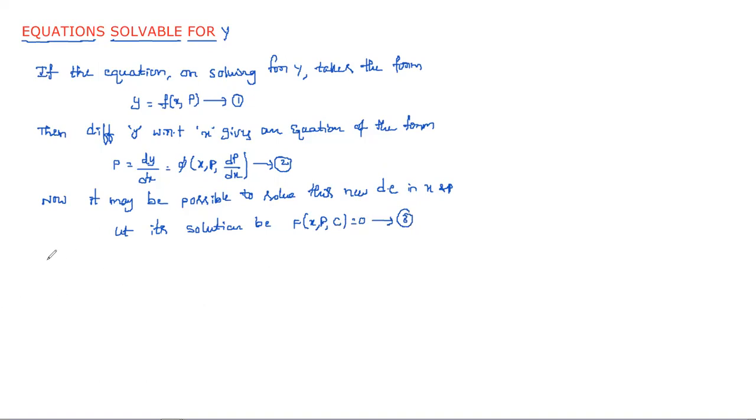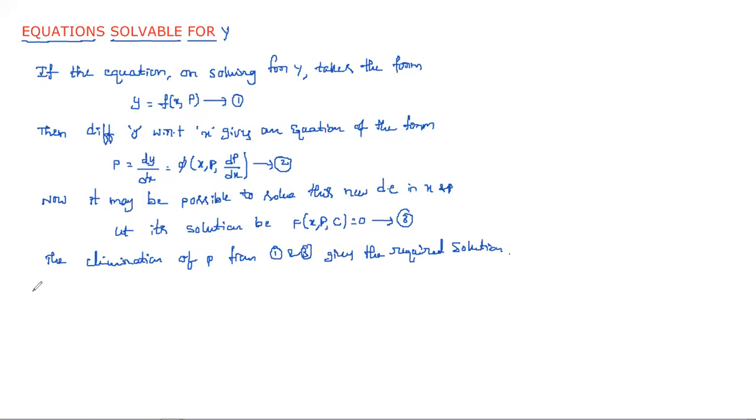Now we need to apply the elimination process. The elimination of p from 1 and 3 gives the required solution. Here 1 is the given equation, and 3 is the general solution we found. So if elimination happens, we get the solution.